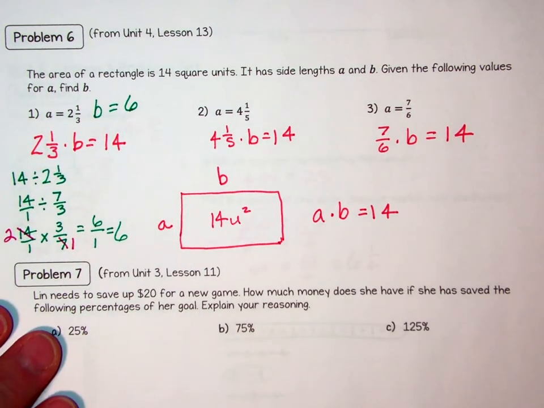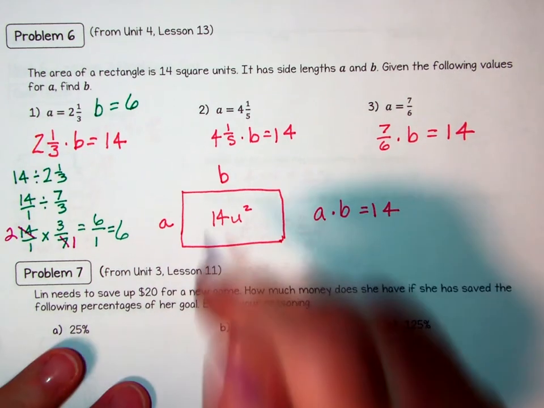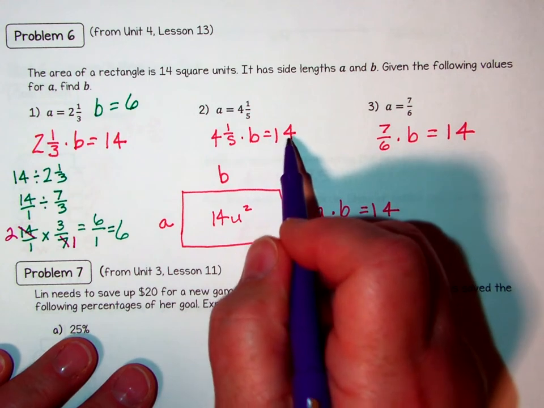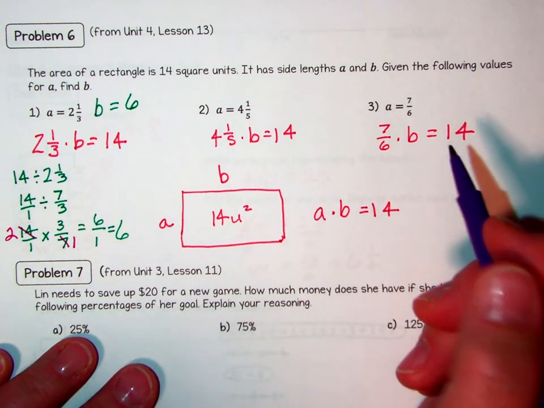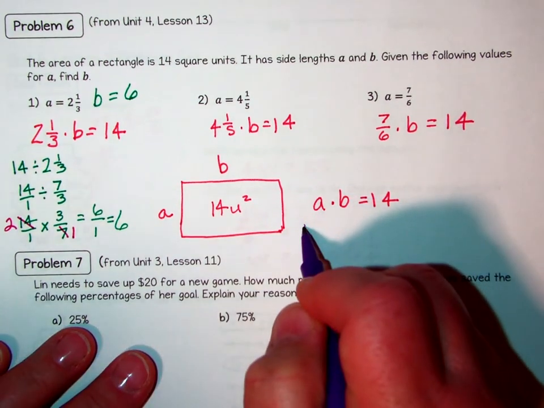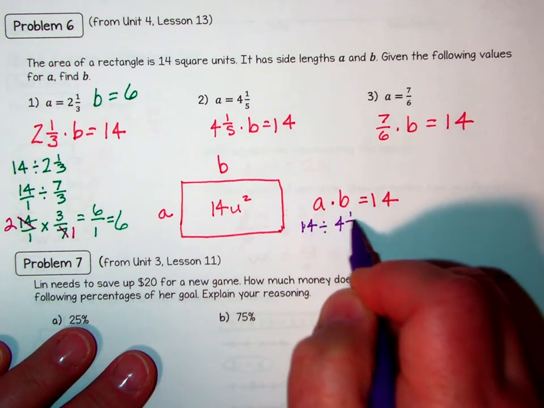All right, let's move on to this next one. So I can solve this in a similar fashion. If 4 1/5 times B equals 14, then B is going to be equal to 14 divided by 4 1/5. I'm going to find myself some room to do this here. Let me move it down here. So I need to do 14 divided by 4 1/5.